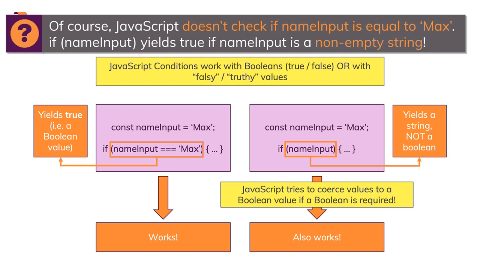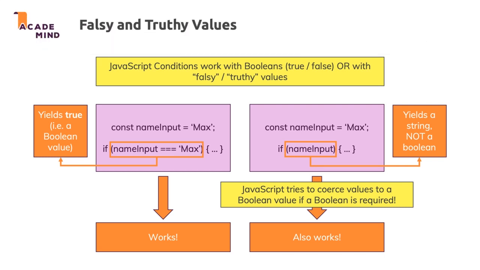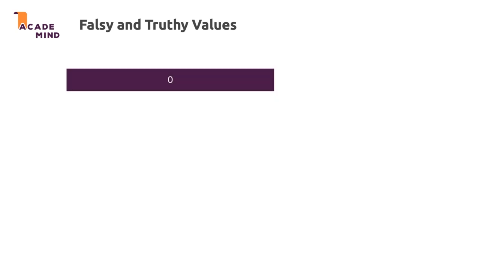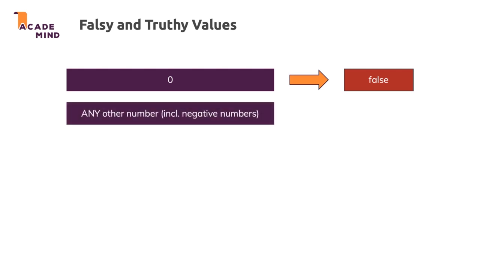So yes, if statements work with Booleans, but JavaScript tries to convert a value to a Boolean if it doesn't get a Boolean comparison and also not a Boolean itself. So for example, if you have a variable which you pass into an if condition, which you don't compare to anything, but you just say if that variable, and that variable holds a value of 0, then this will actually be treated as false. So 0 is treated as false in a condition. Any other number, including negative numbers on the other hand, are treated as true. So 0 is kind of a special case which JavaScript treats as false.